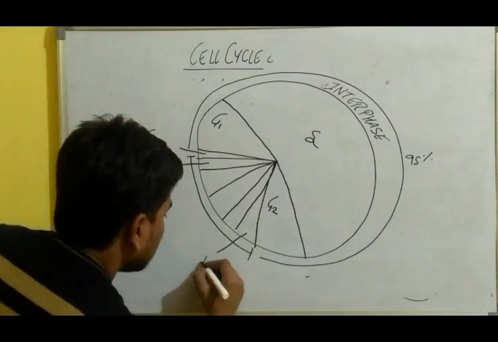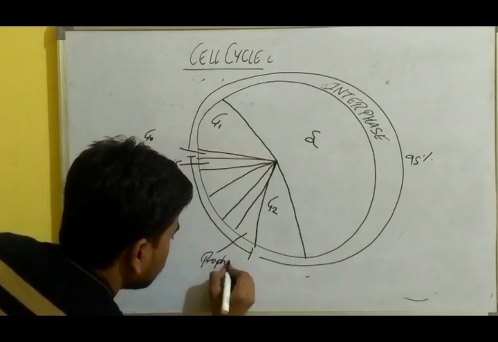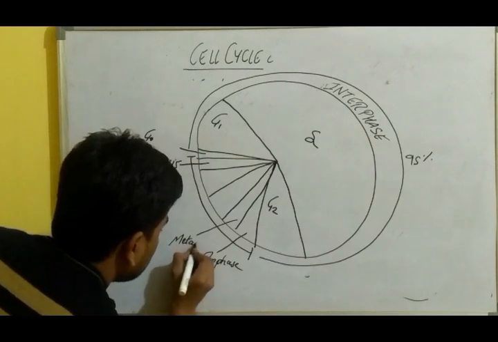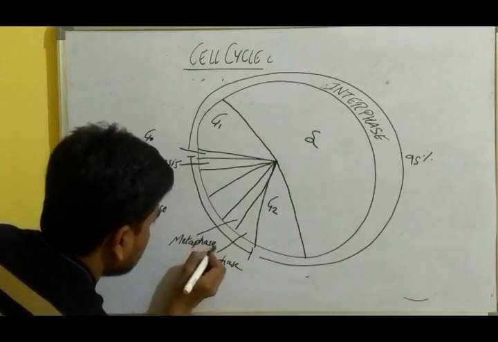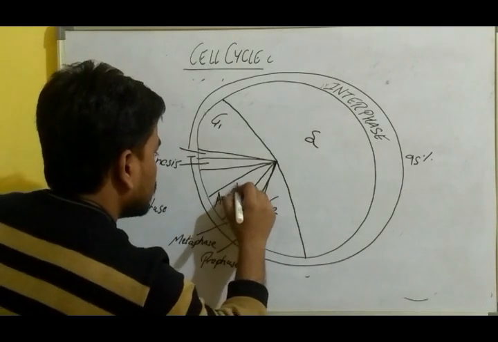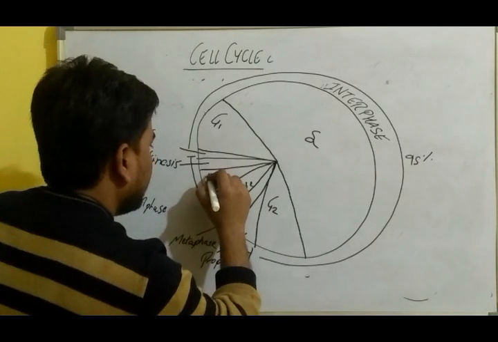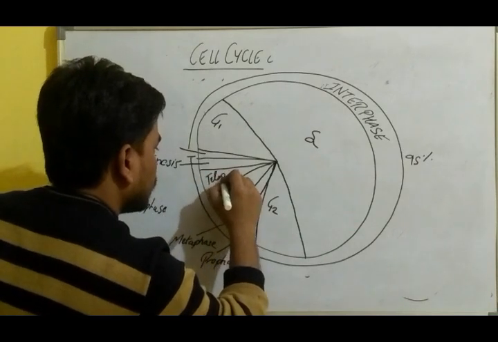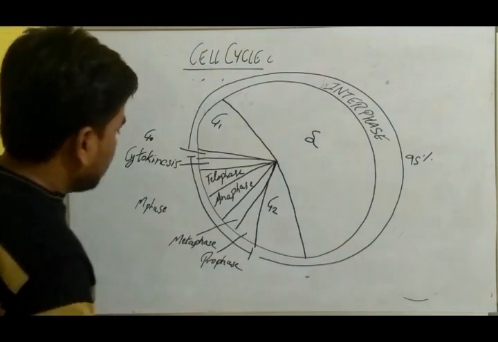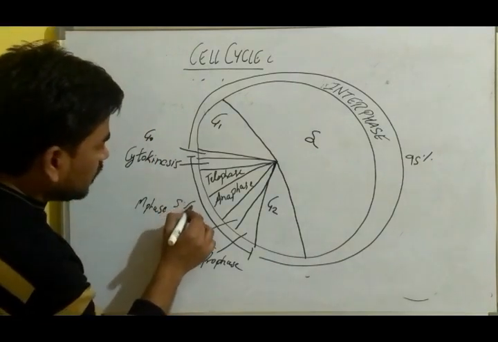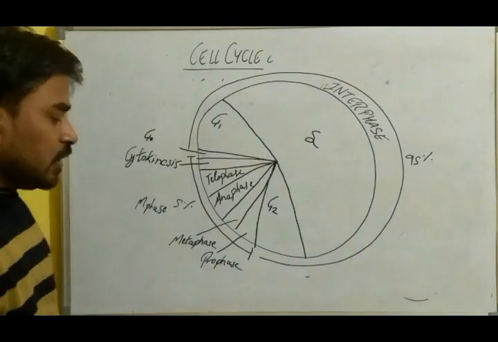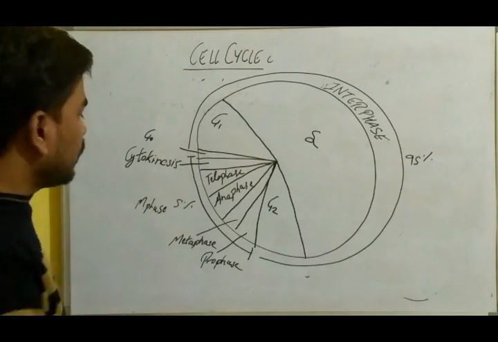This is prophase, metaphase, anaphase, and telophase. This covers only 5% of the cell cycle. So this is all about the cell cycle. So let's see some questions based on this.